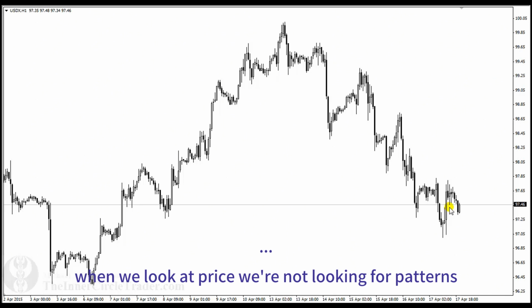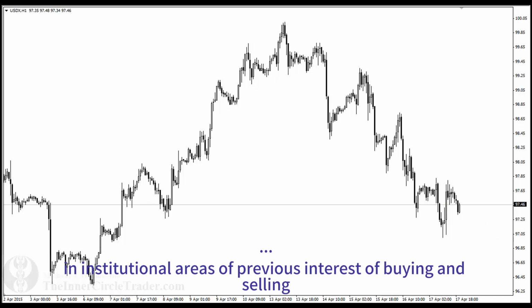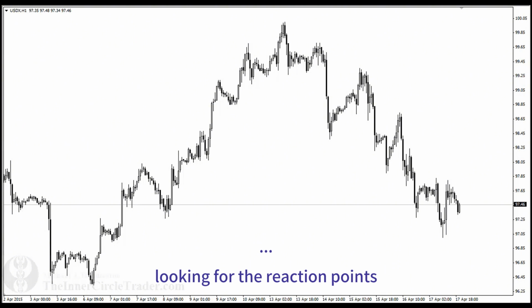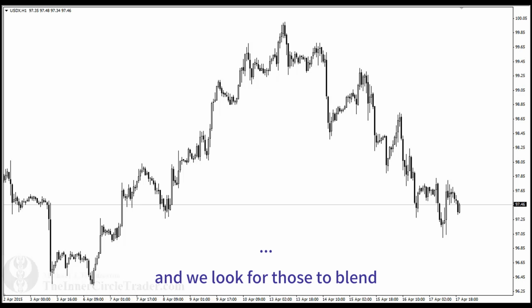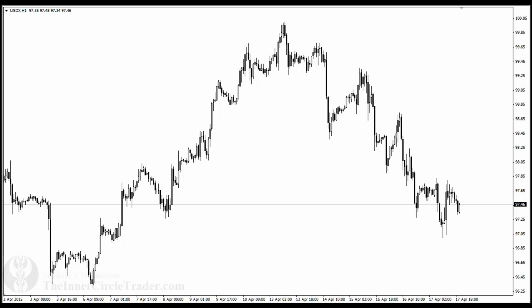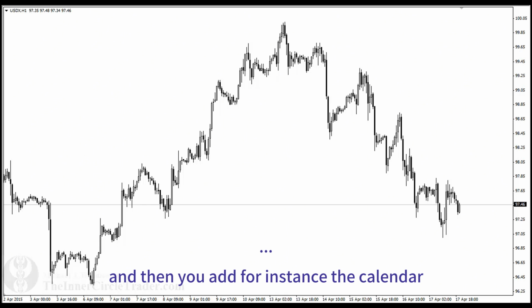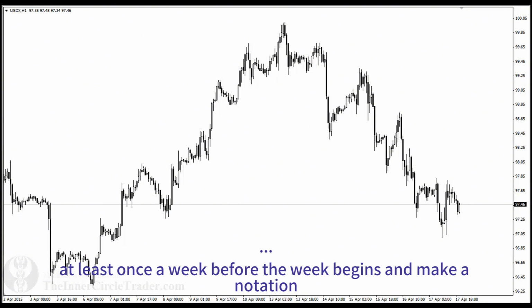When you do these types of things, and then you add, for instance, the calendar, you guys should be looking at that every day, okay, at least once a week before the week begins, and make a notation on what high impact release is going to come out, what market driver is going to come out, what time of day that's going to happen for particular currencies that you trade. And you can anticipate the volatility injections that are created by those market releases to fuel you a move into these areas as we've described in this video. And then your trade will form on that framework. So there's a combination of all these ingredients that come together.